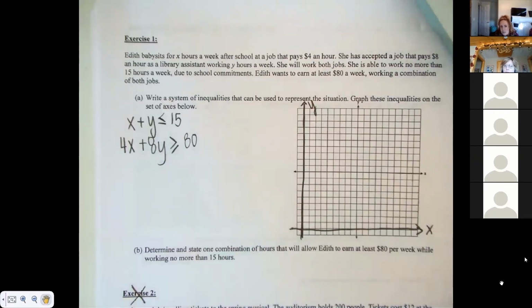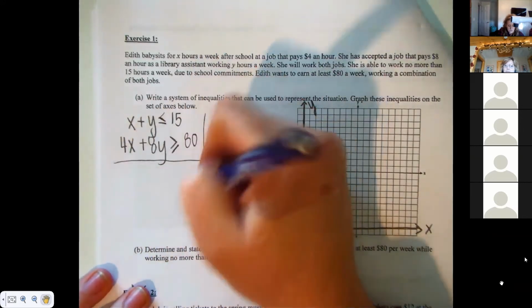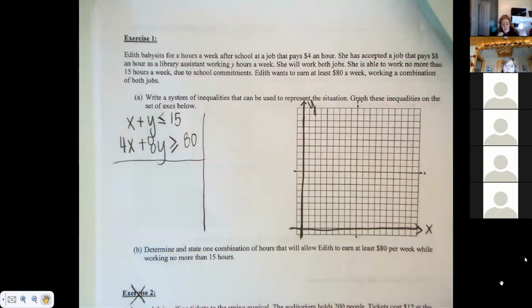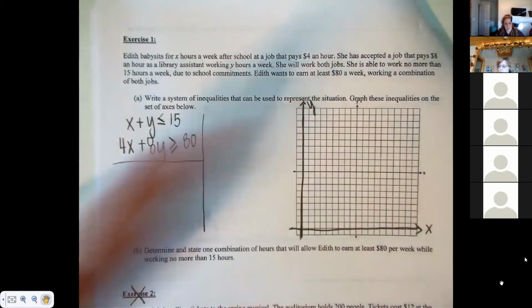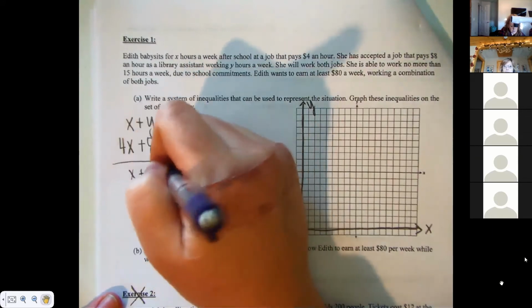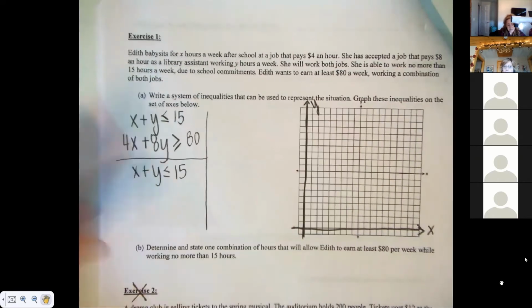Graph these inequalities. Okay, so this is just like a system, just like a linear system. If I want to graph it, that means I have to graph both of these lines on this axis. So the first line I'm going to graph is this one. And the second line I'm going to graph is this one.